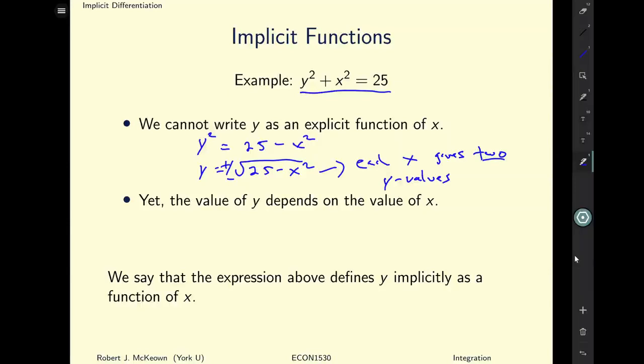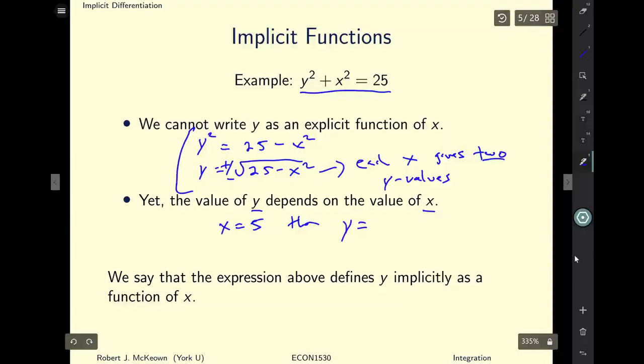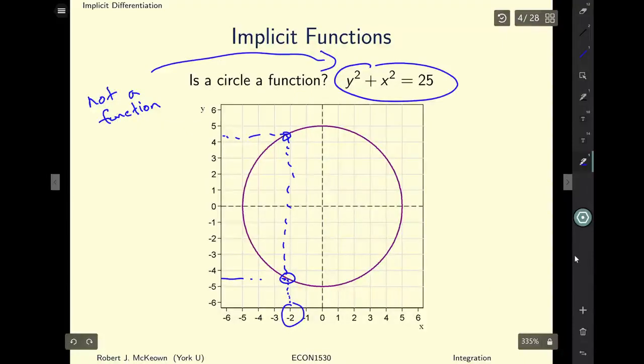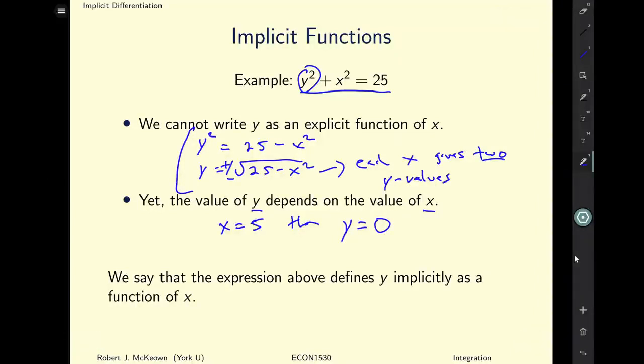At the same time, our value of y does depend on x, and you can see that with this expression here. For example, if x is equal to 5, then y must be equal to what? Well, it's going to have to be equal to 0. And if we go back, we can see that if x is equal to 5, we'd be right there, and y is just equal to 0. So in that special case, it gives us one y value. So there is a relationship between y and x, and that relationship we are going to define as an implicit function. And so we say that y implicitly is a function of x.